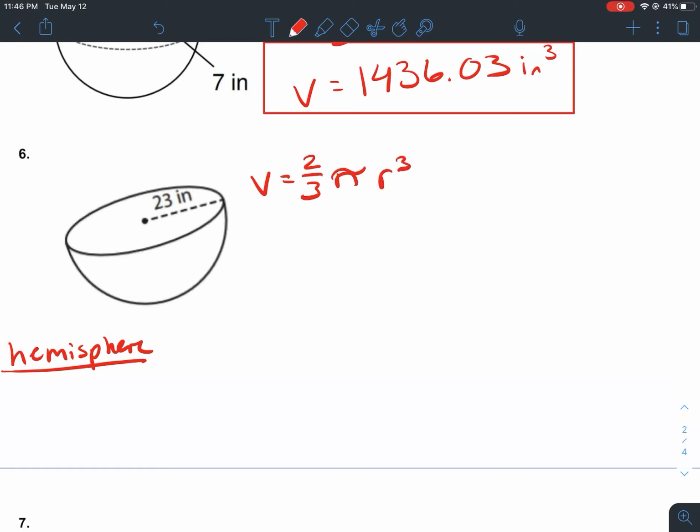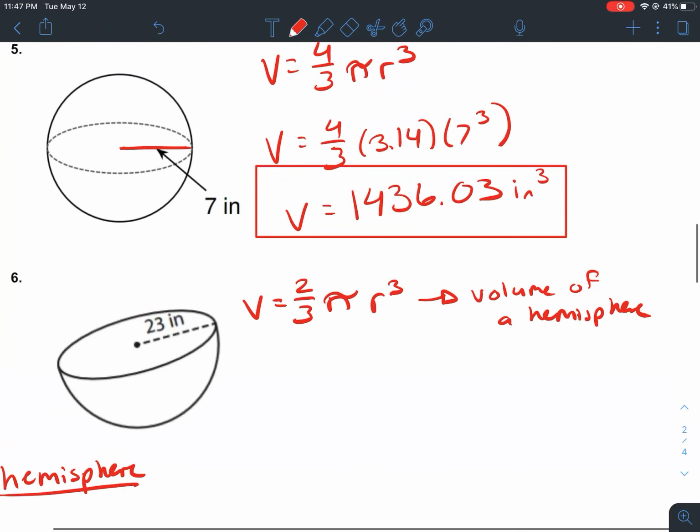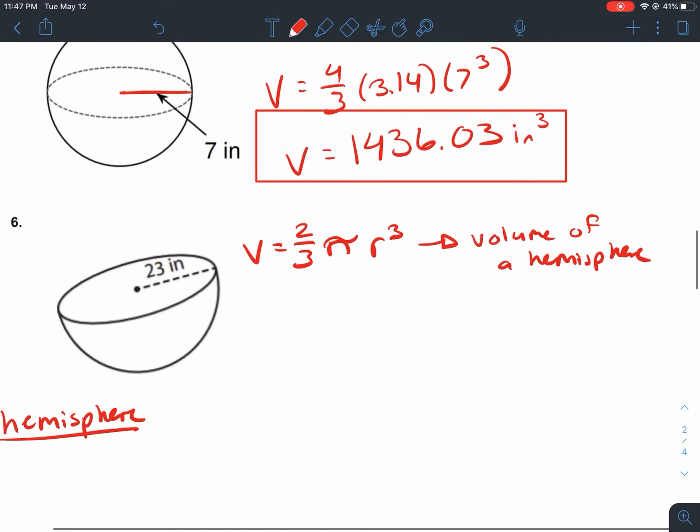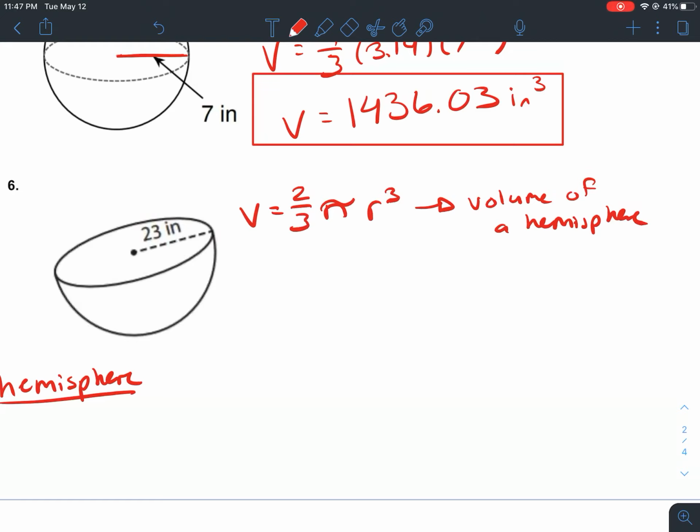2/3 pi radius cubed. So this is the volume of a hemisphere. Excuse me. So if you decide to use this formula up here, go ahead. Just make sure that you divide your answer by 2 at the end. You will get the exact same answer.